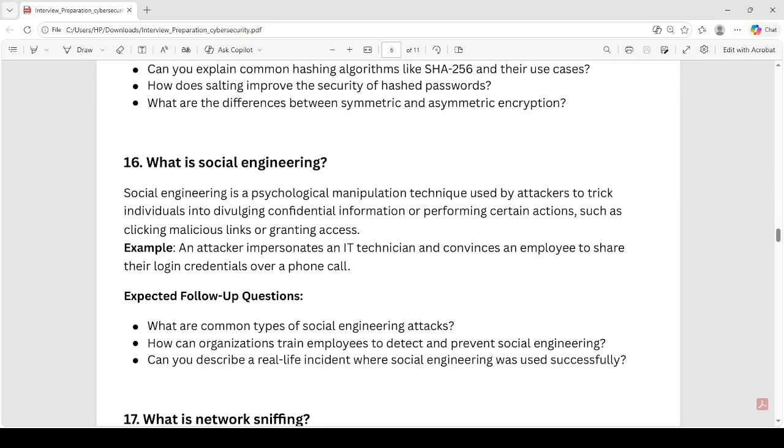Next question. What is a social engineering attack? A social engineering attack is a psychological manipulation technique used by attackers to trick individuals into revealing confidential information or performing certain actions such as clicking a malicious link or granting access. Example, an attacker impersonates an IT technician and convinces an employee to share their login credentials over a phone call.